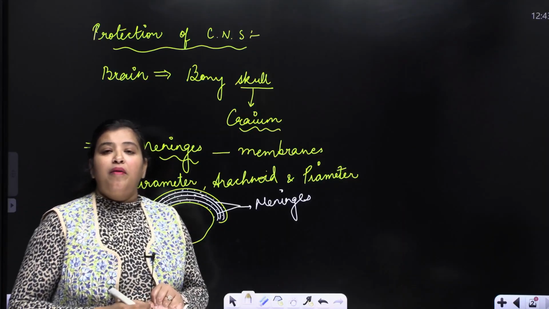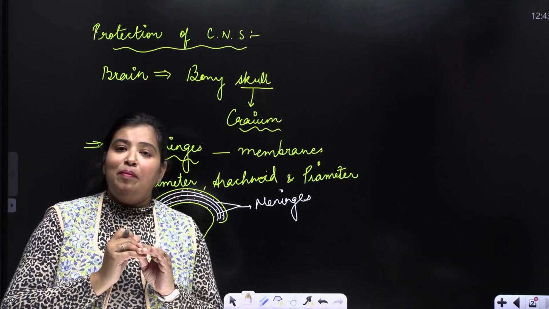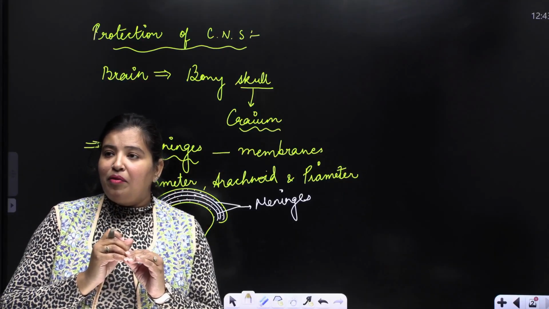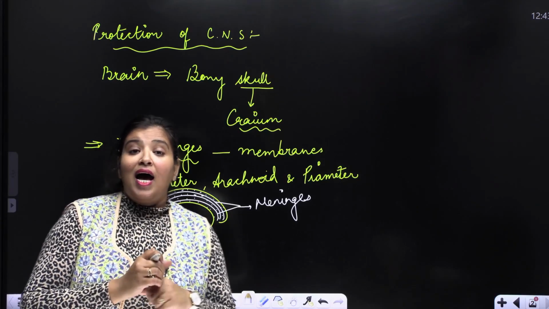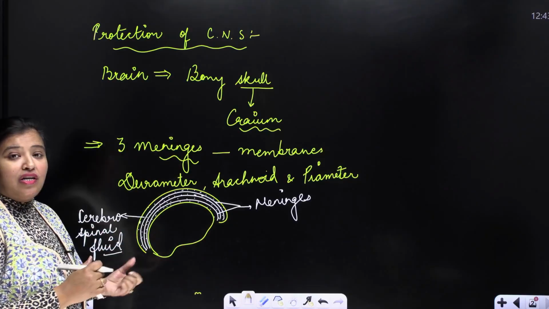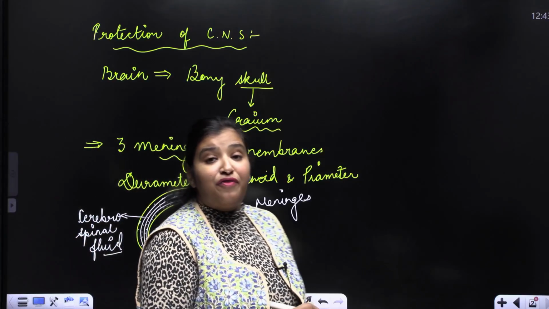That means the brain is protected by a bony structure. Internally, it has three membranes, and these membranes are still filled with the cerebrospinal fluid. And this fluid is actually protecting the brain from jerks and shocks and friction.